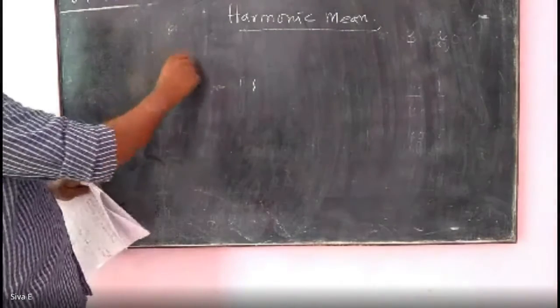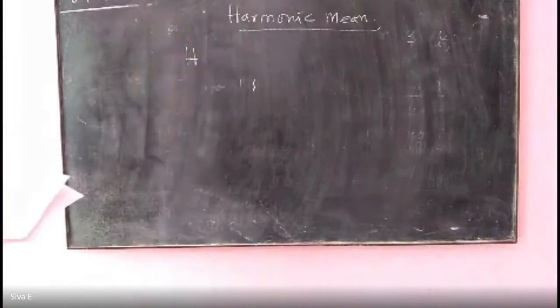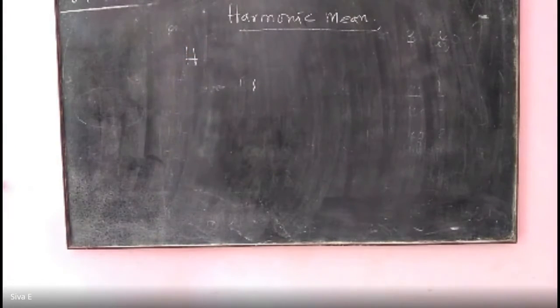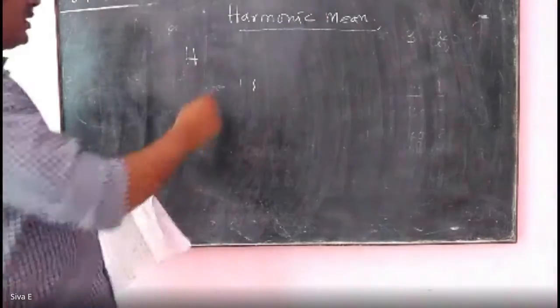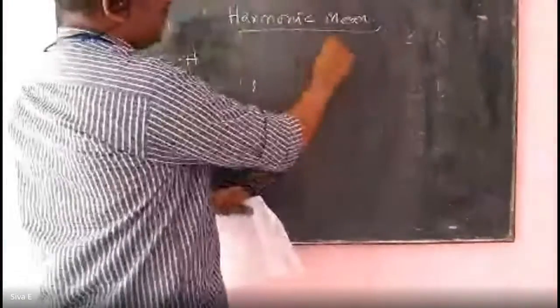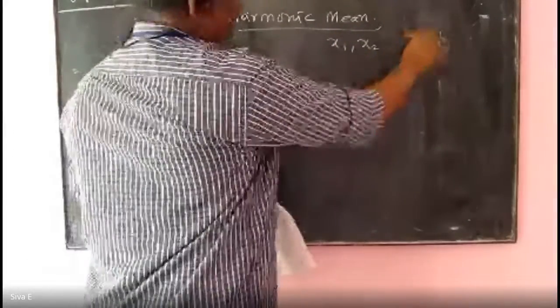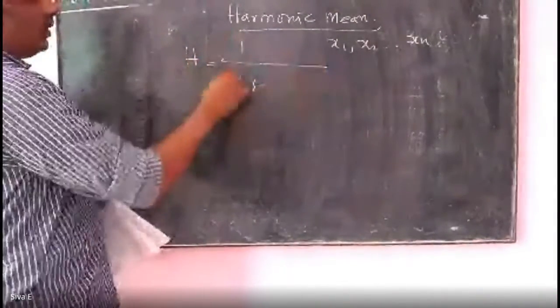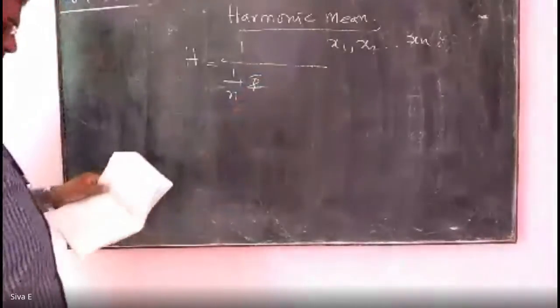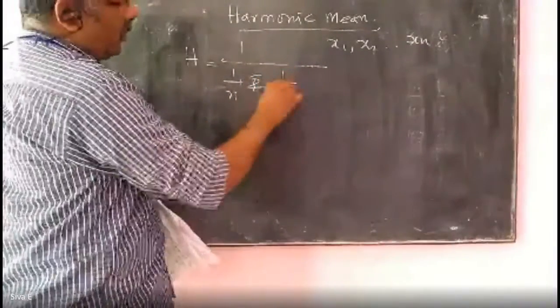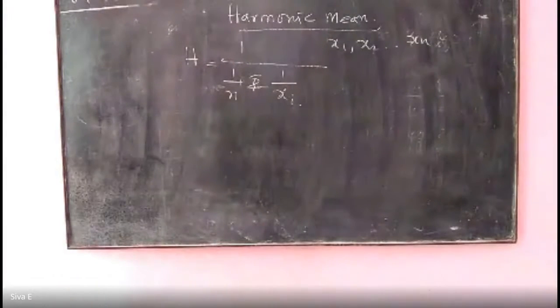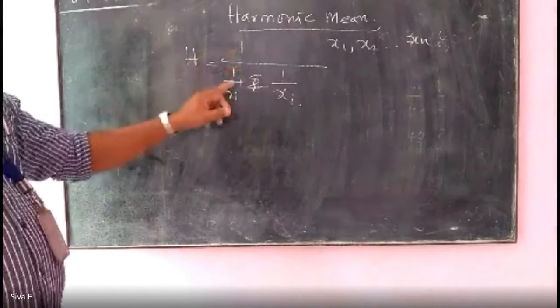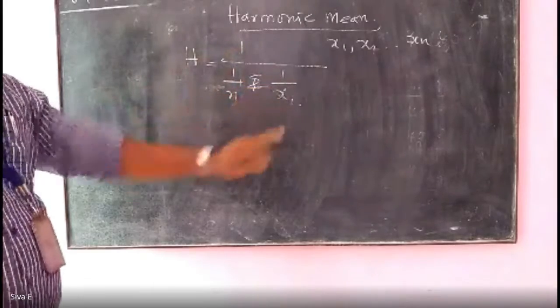The harmonic mean is denoted by capital H. For n observations x1, x2, up to xn, H equals 1 by n summation of 1 by xi. It is a formula: H equal to 1 by n summation of 1 by xi.